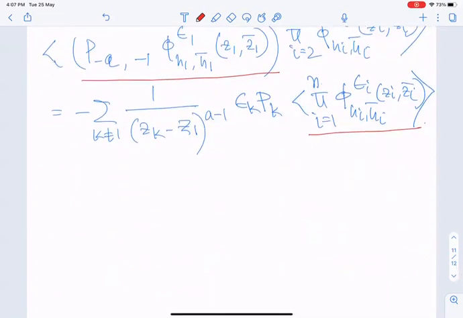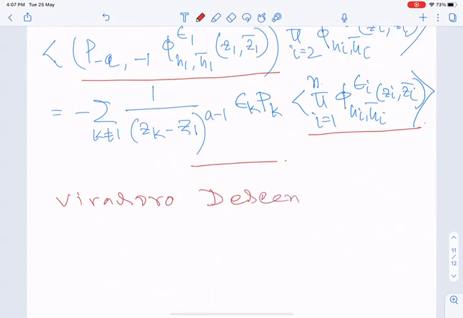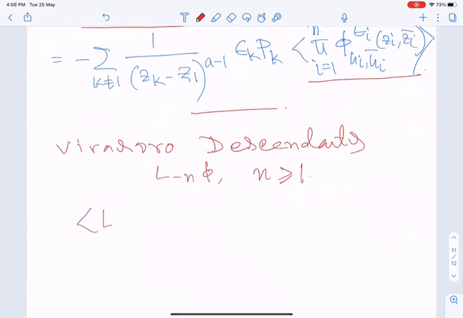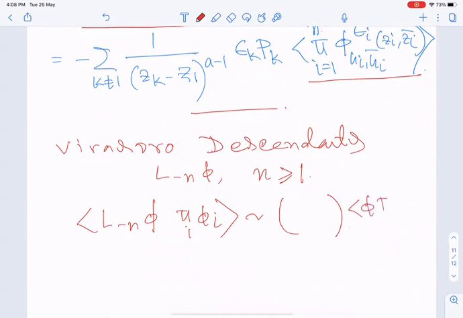Okay, so this is exactly like what happens in 2D conformal field theory, and you may be familiar with the Virasoro descendants, like L minus n phi for n greater than or equal to 1. Then you can consider correlation functions with this insertion, and you have some operator, which you can obtain from the stress tensor Ward identity, acting on phi I. So it is exactly like that.